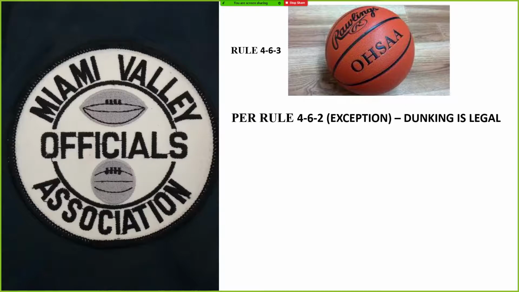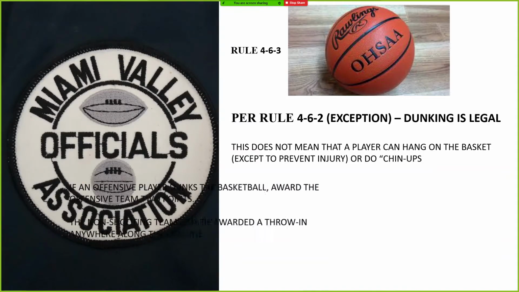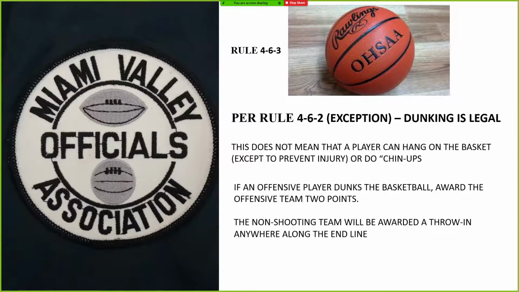Per Rule 4-6-2 exception, dunking is legal. It does not mean that the player can hang on the basket except to prevent injury or to do chin-ups. If an offensive player dunks the basketball, award the offensive team 2 points. The non-shooting team will be awarded a throw-in anywhere along the end line.